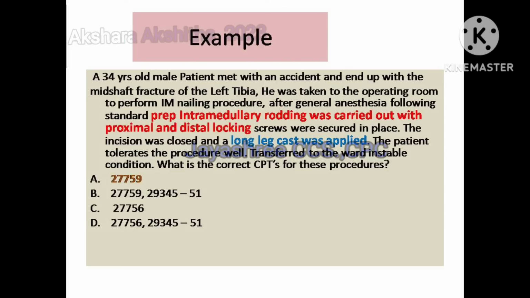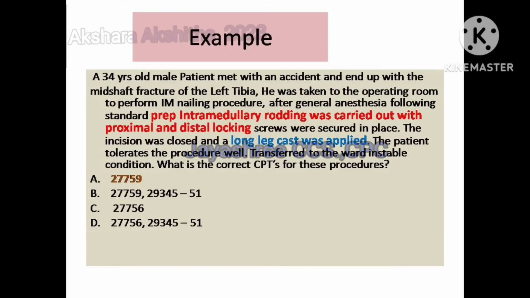For example, the fracture site is the tibia, a mid fracture of the left tibia. What is the doctor performing? The doctor takes the patient to the operative room to perform an IM nailing procedure after general anesthesia following standard prep. Intramedullary rodding was carried out, with the proximal and distal locking screws secured in place. The incision was closed and a long leg cast was applied.